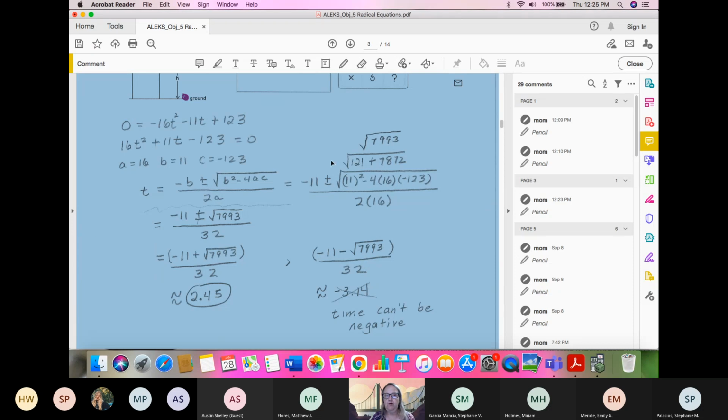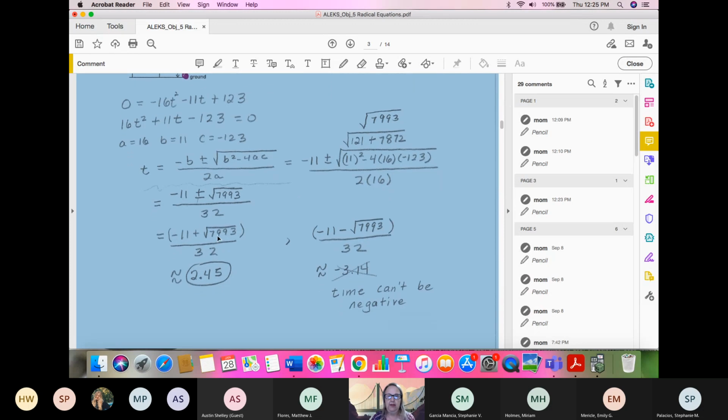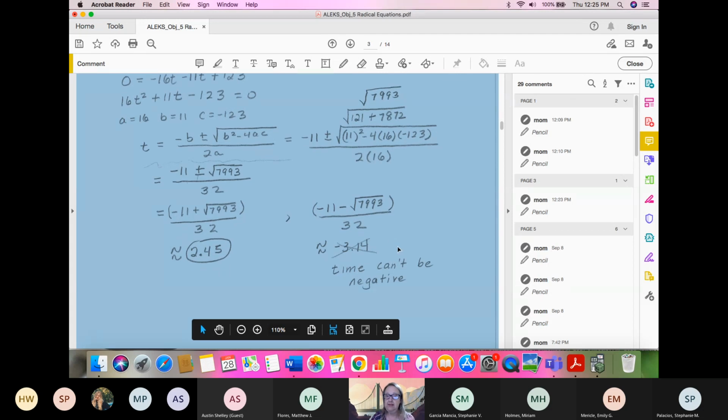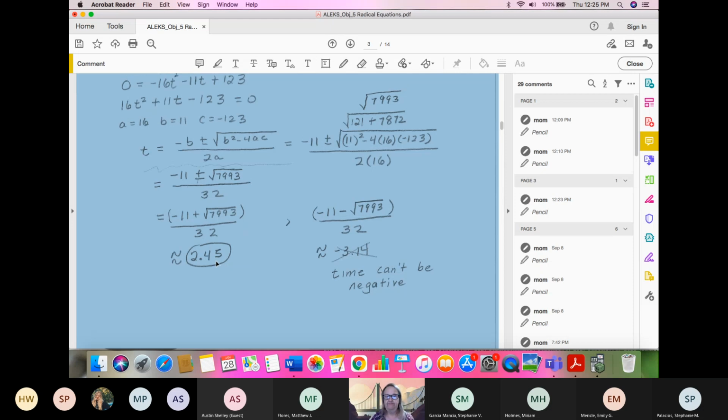And when you do the quadratic formula, I'm not going to do all of these details in here, but I will show you that we get two possibilities for answers. We get 2.45 and negative 3.14. We're finding time. There's no way that time is going to be negative, so you can cross that out because of what T stands for in this problem. So your only answer, in this case, is 2.45 is the time.